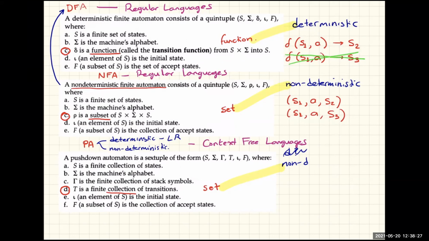I see why. So regular languages are deterministic, and context-free languages are non-deterministic.